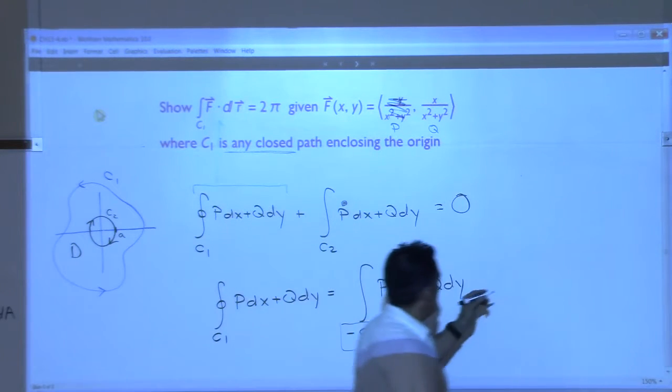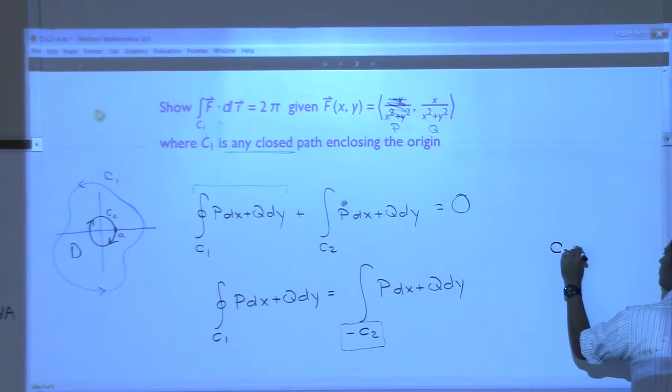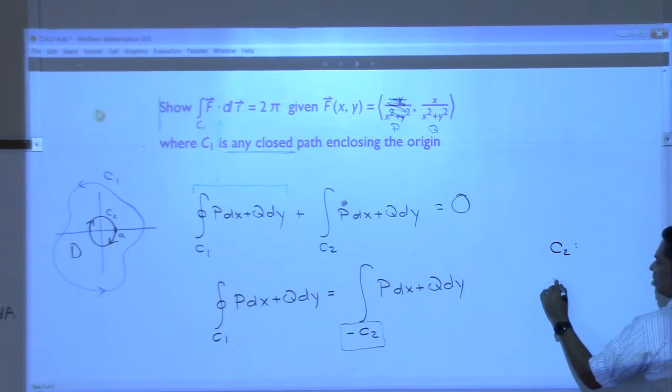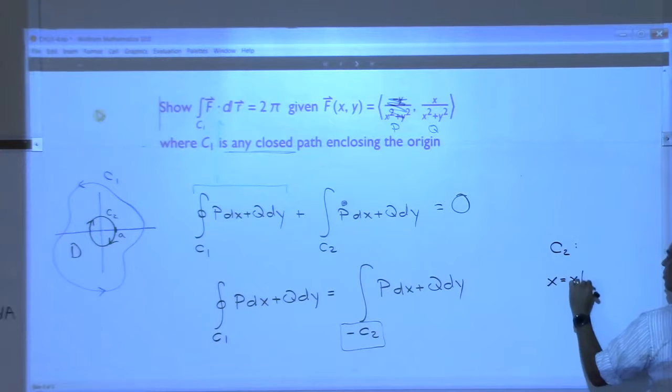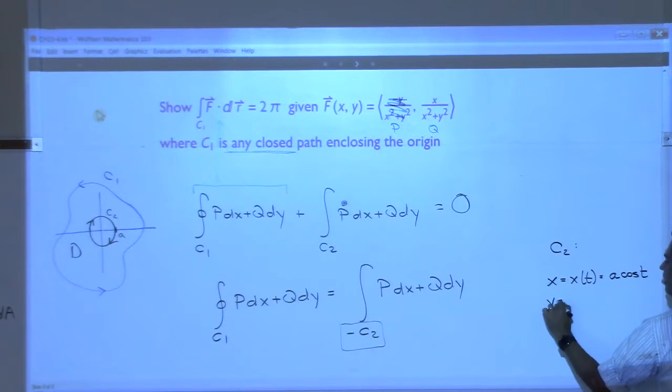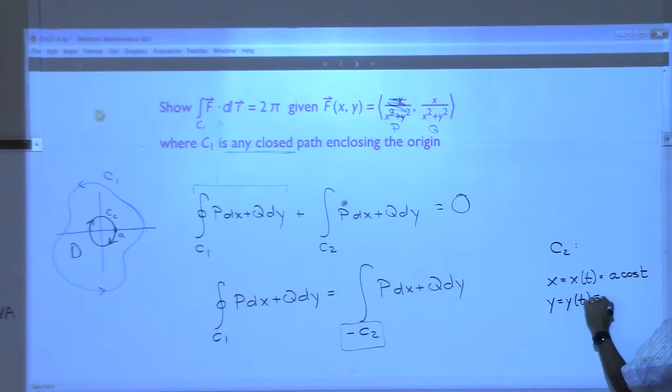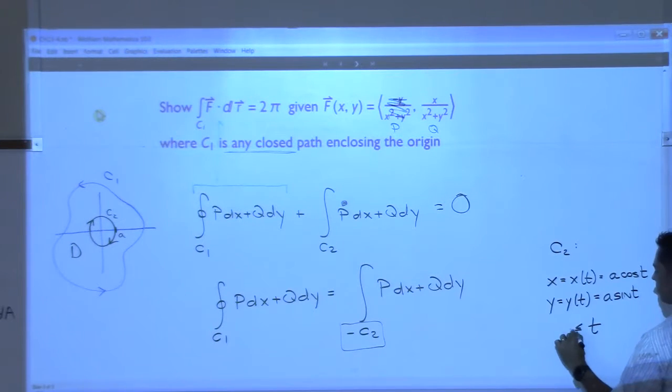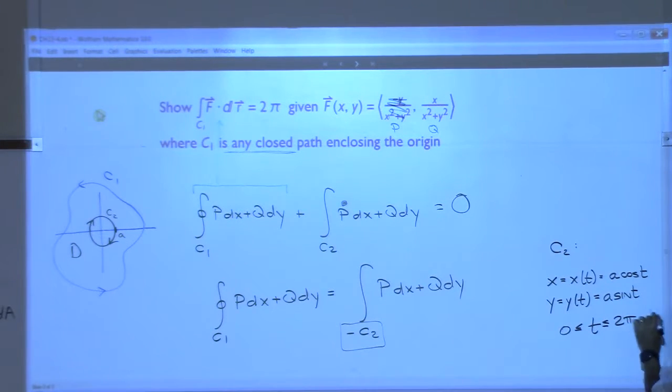So what is the parametric setup for C2? X is equal to some function of t, which is a cosine t. Y is equal to some function of t, a sine t. T goes from 0 to 2 pi.